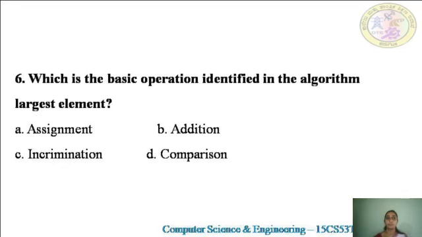Next, which is the basic operation identified in the algorithm largest element? Whether it is assignment operation, addition operation, incrementation operation, or a comparison operation. Yes, it is exactly a comparison operation. You are right. Now, we shall move to the next question.